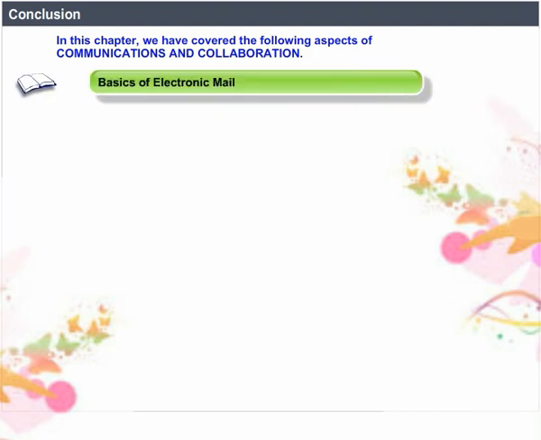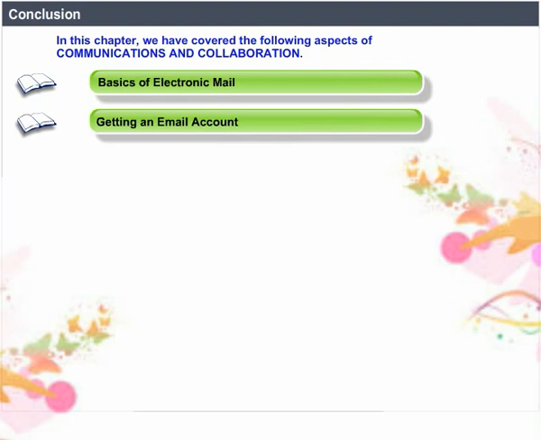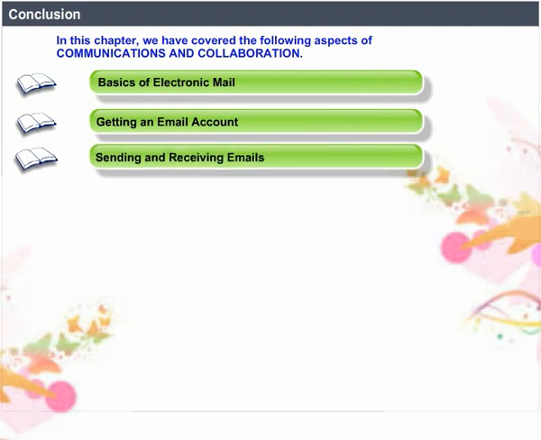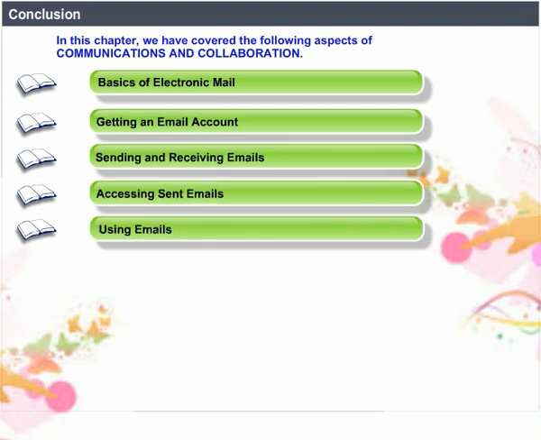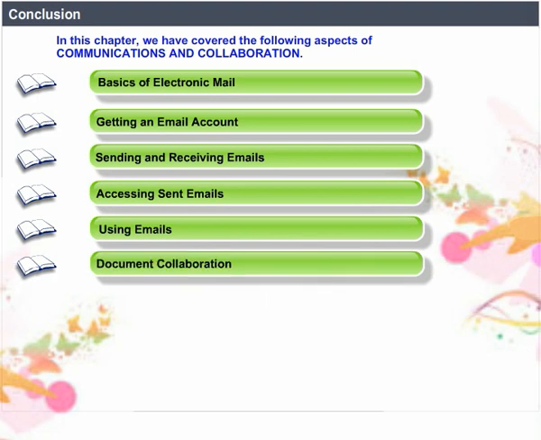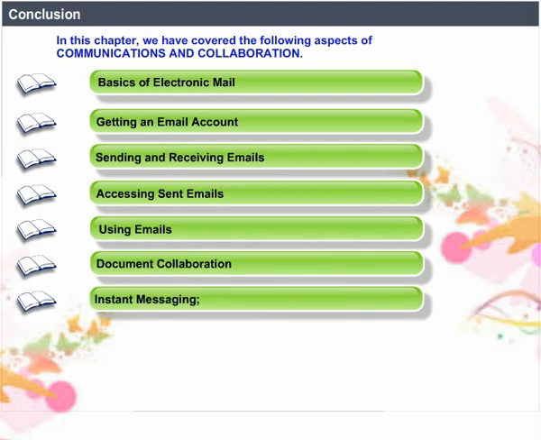Conclusion. In this chapter, we have covered the following aspects of communications and collaboration. Basics of electronic mail. Getting an email account. Sending and receiving emails. Accessing sent emails. Using emails. Document collaboration, instant messaging, and netiquettes.